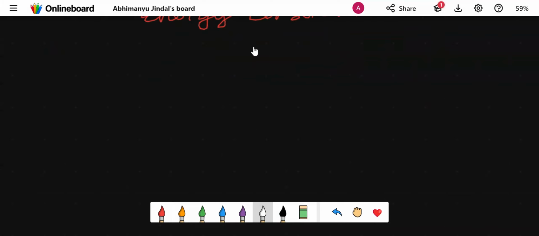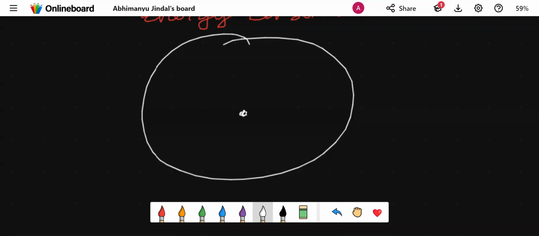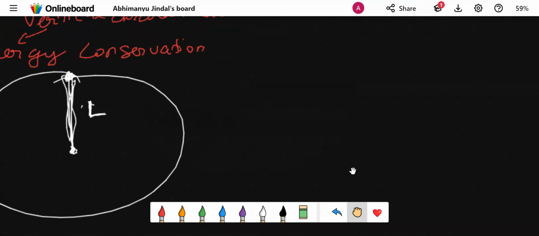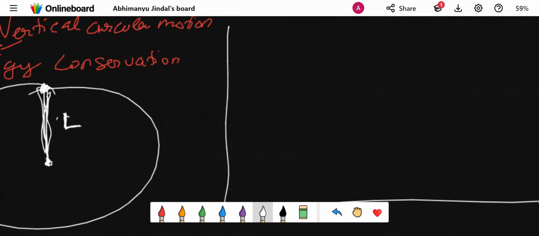So let's see. If this is a circle, let's say a guy or a man or a woman is trying to make a vertical circle with this as center and radius r. Obviously radius r in the sense radius l, the length of the string. Let's say he has a string, a bob right here, and he's making a vertical circle of length l. So first of all, let me explain energy conservation before I go into this.